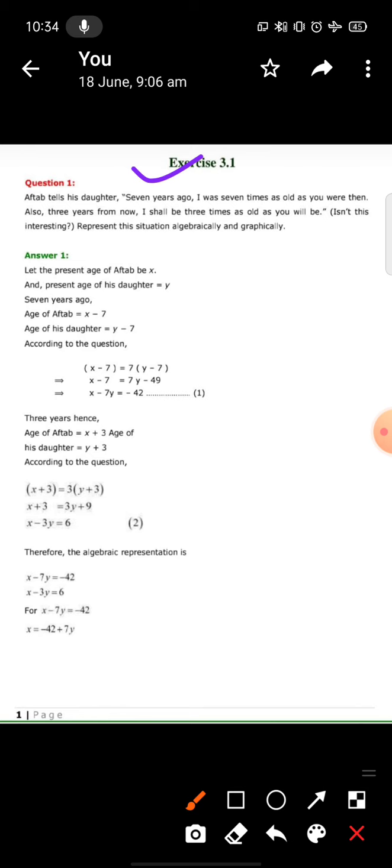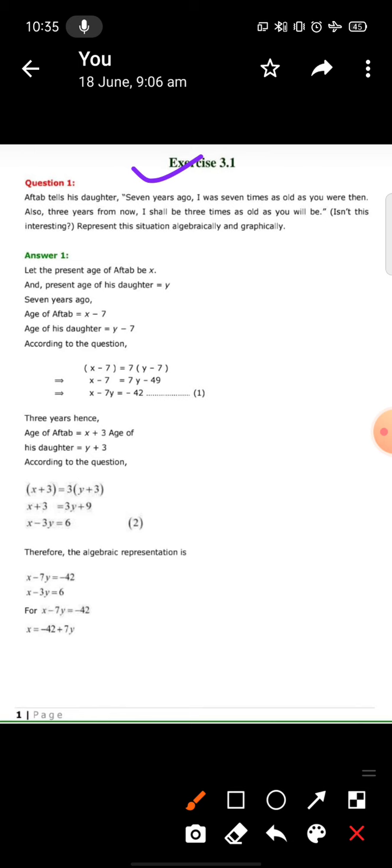So firstly we have to convert this word problem into linear equations and check whether the linear equations are intersecting each other or not. That means there are two linear equations, and if we plot them on graph paper, we have to check whether they intersect each other. Second, whether they are parallel to each other, or they coincide. So there are three conditions, and we have to check which condition is satisfied.